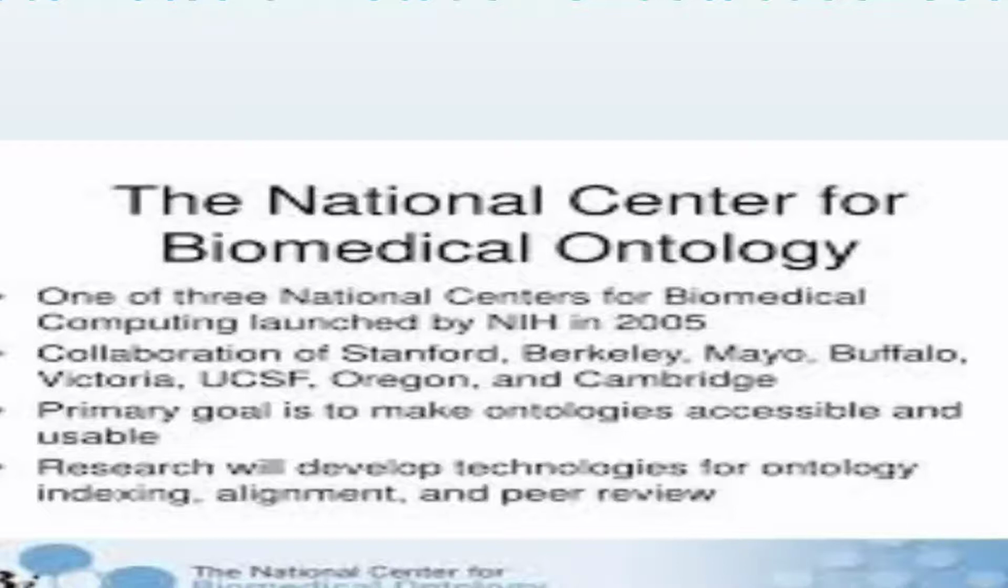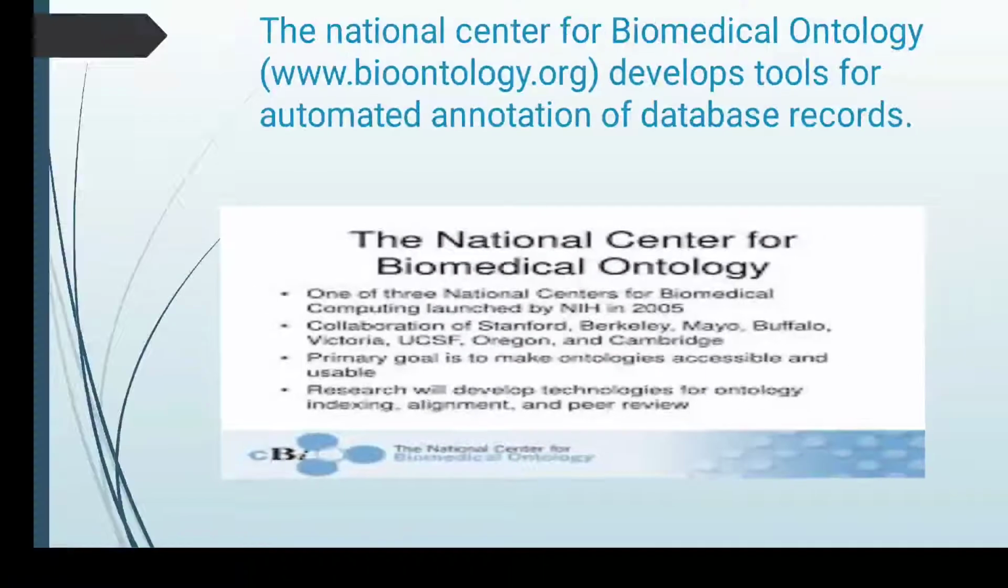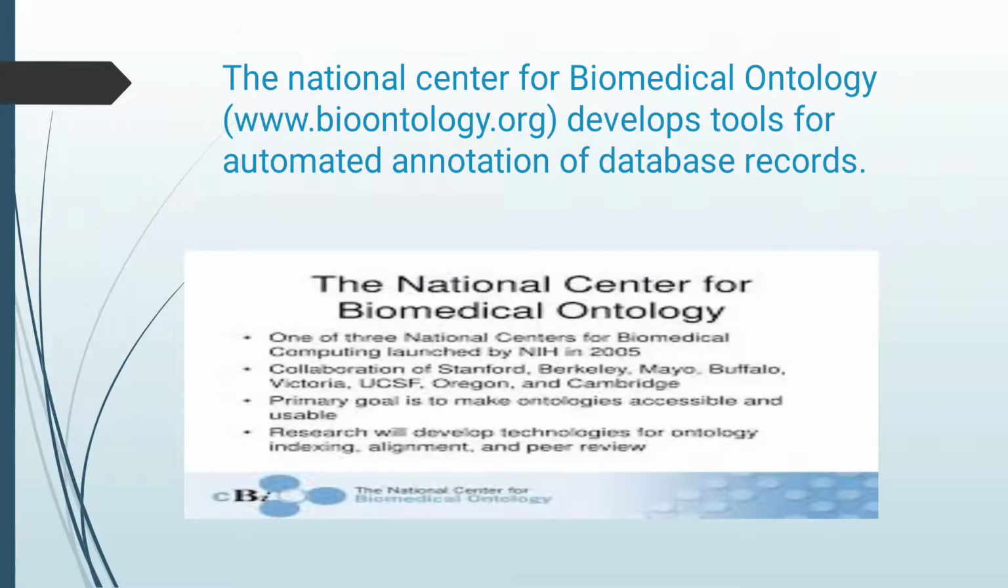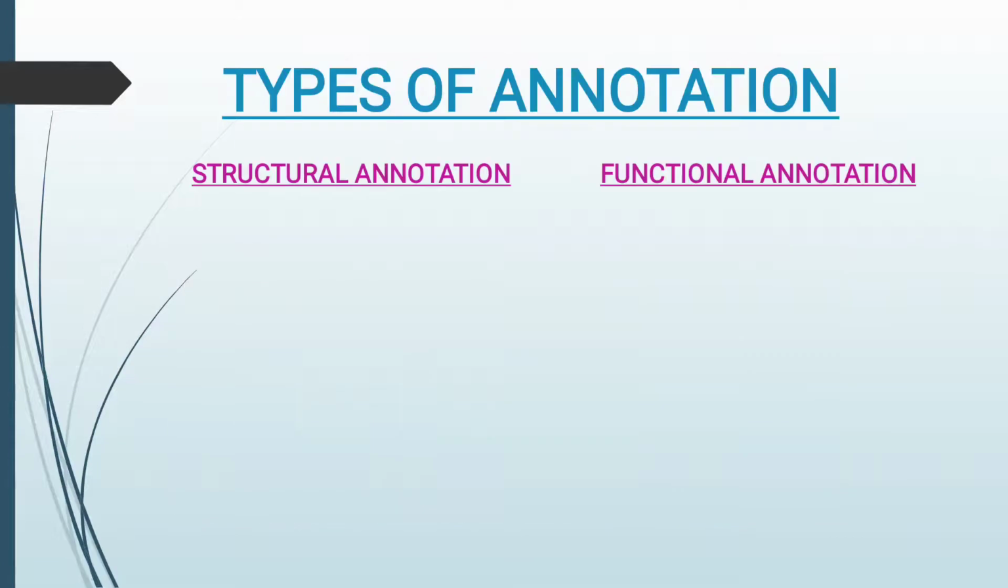This is done in the National Center for Biomedical Ontology, and all the information that has been done over here is saved on this website. Now next, let's talk about the types of annotation. One is structural annotation and the second is functional annotation.